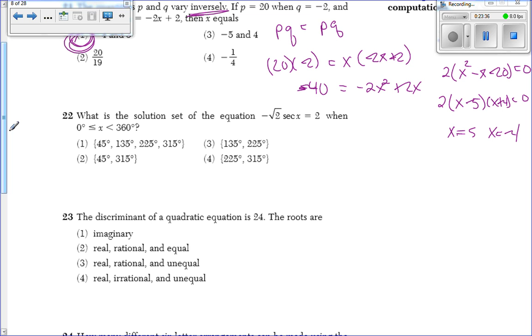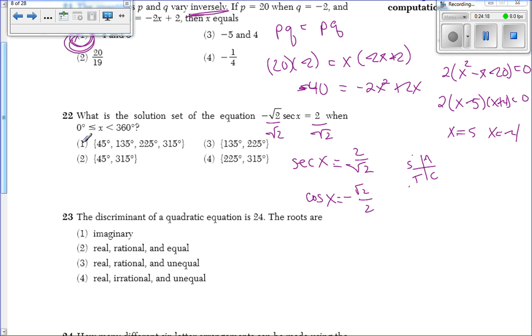Number 22, what is the solution set of negative radical 2 secant x equals 2 between 0 and 360? Well, divide both sides by negative radical 2. So I have secant x equals 2 over negative radical 2. Secant is the same thing as cosine, except it's reciprocal, so cosine x is negative root 2 over 2. Cosine is negative in quadrants 2 and 3. So we need to look for answers that are in 2 and 3 only.